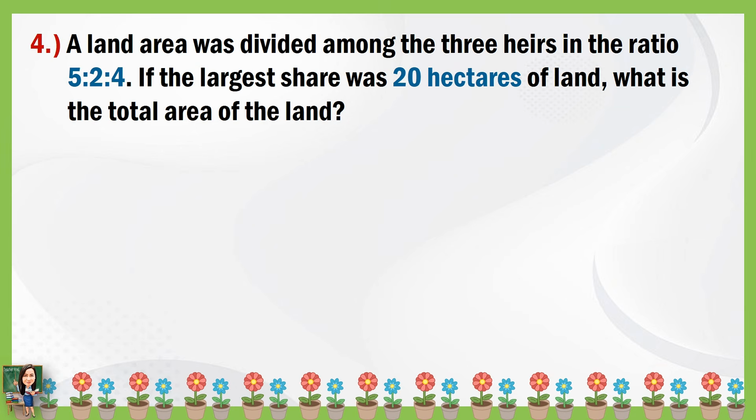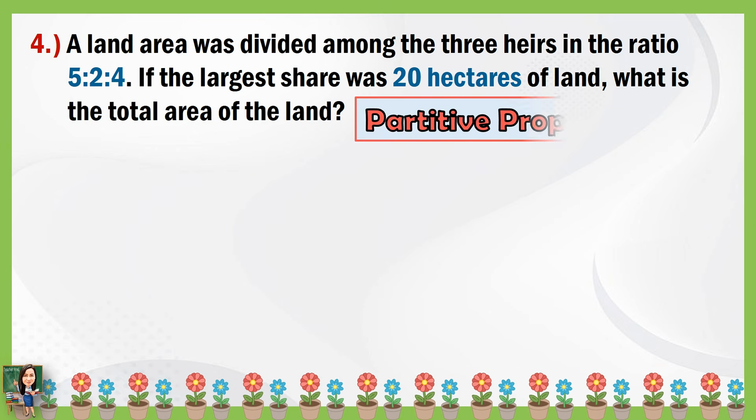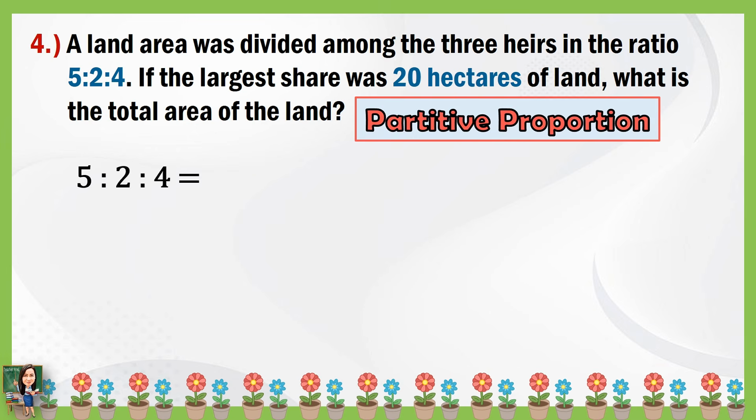Number 4. A land area was divided among the 3 heirs in the ratio of 5:2:4. If the largest share was 20 hectares of land, what is the total area of the land? This is a partitive proportion. 5:2:4, which is the land area divided by the 3 heirs. Let's add 5 plus 2 plus 4 equals 11. So 5, which is the largest land area among the 3 heirs, is to 20 hectares of land as 11, which is the total land area, is to n.